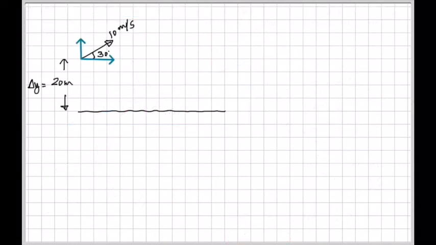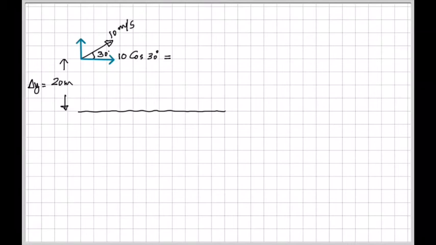If the rock is thrown at an angle of 30 degrees at 10 meters per second, you have to break it into its horizontal and vertical. Do you remember what the horizontal component is? When you use trig there, build that triangle. Is it cosine or sine? Cosine. Whatever you take the angle with is always cosine. So that would be 10 cosine 30.